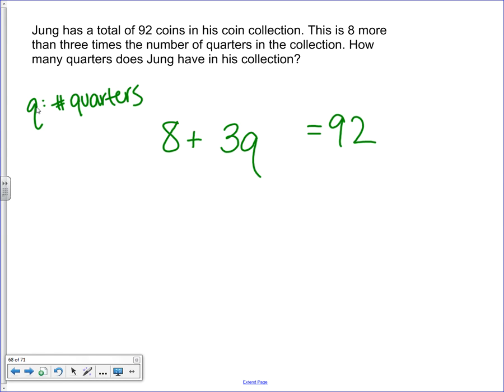28 quarters. What if you would have got a negative number for that? Can't. It'd be wrong. You'd have to go back and redo it. Would you be able to have a decimal? Nope. You'd have to go back and redo it.